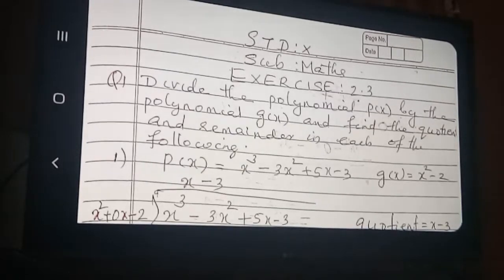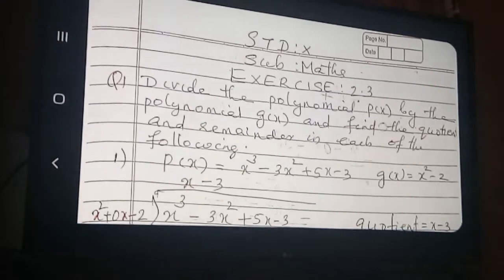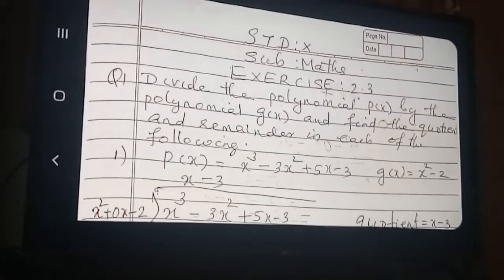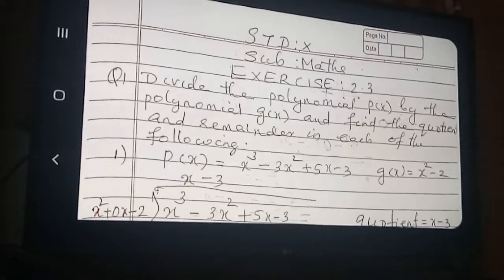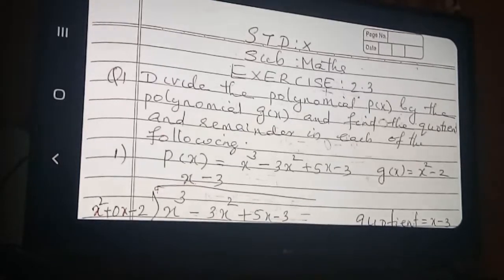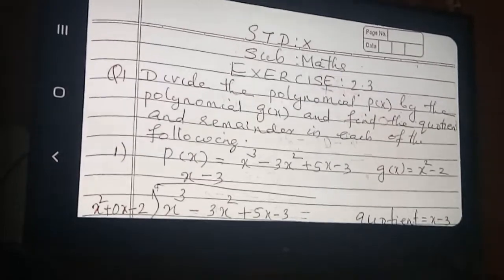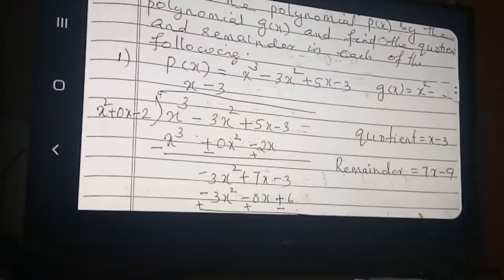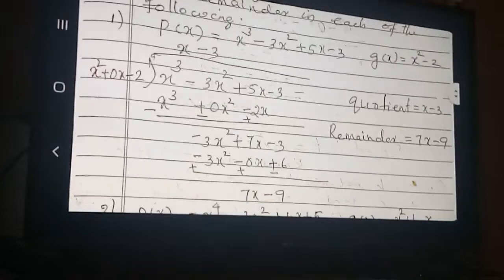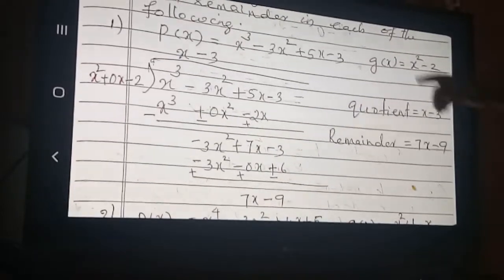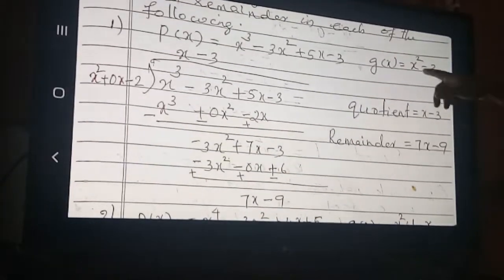Here, exercise 2.3, first question is that divide the polynomial p(x) by the polynomial g(x) and find the quotient and the remainder in each of the following questions. So first question, p of x is equal to x cube minus 3x square plus 5x minus 3 and g of x is equal to x minus 2.